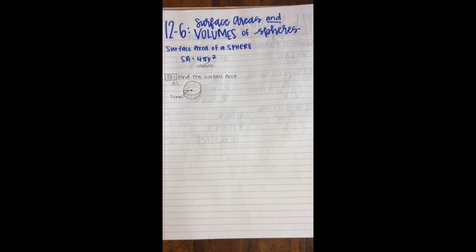Today we're going to be talking about surface areas and volumes of spheres. So a sphere, remember, is just, think like a basketball, right? It's a circle, but it's a three-dimensional circle. So for surface area, our formula is 4 pi r squared, and that's the first thing we're going to find: the surface area of this sphere.